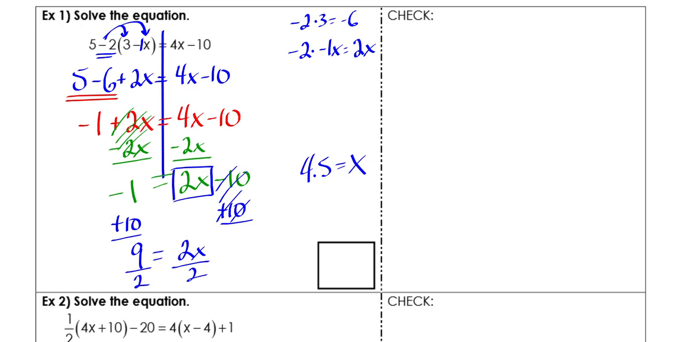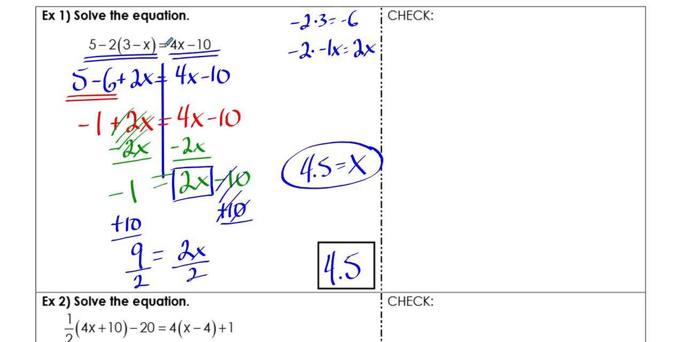Now remember, we can always check our solution. That 4.5 is what we think x is. If that's true, when you substitute x into this side and into this side, they should be equal to each other. So we're going to rewrite this, but in place of that x, we're going to put that 4.5. We really just want to see if this side actually equals that side.